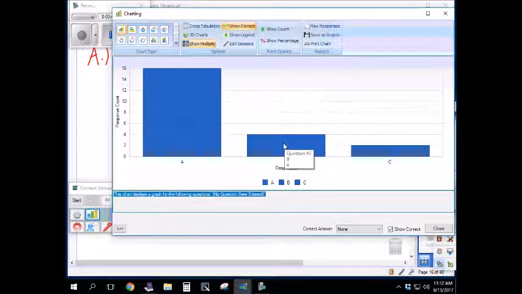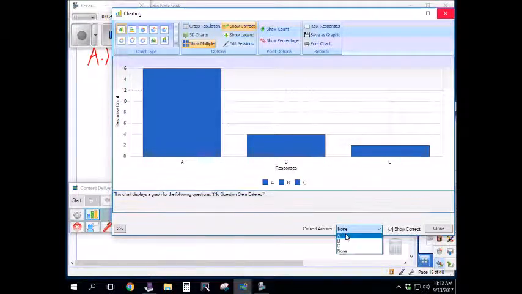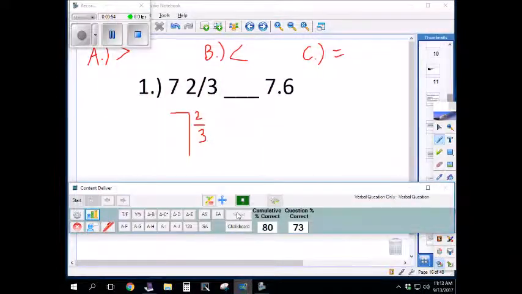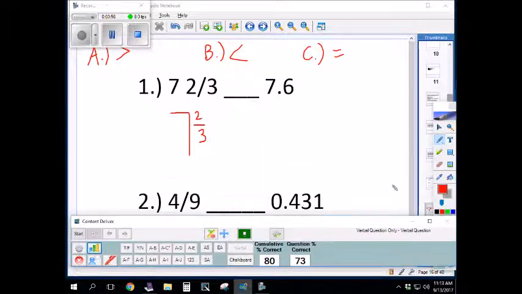We have 4 of you saying it was less than, and we have a few of you saying equal. Okay, so the correct answer was A. So let's go through and figure out how we would do this. Now, remember, guys, when we do this, we have to remember that all fractions are division problems.